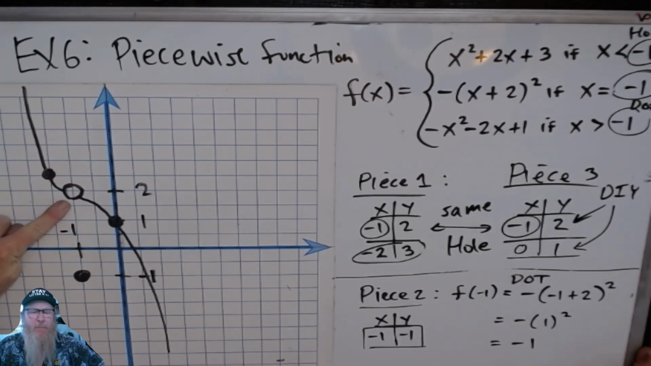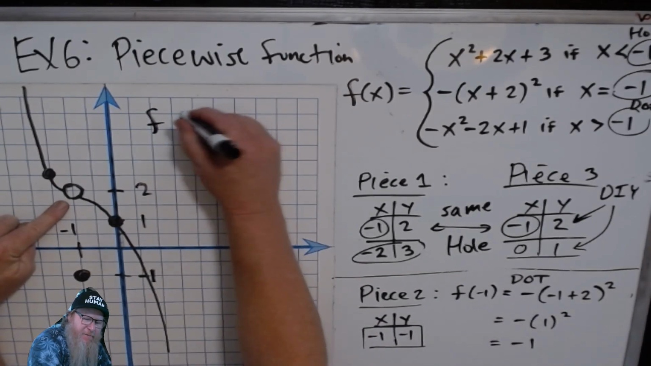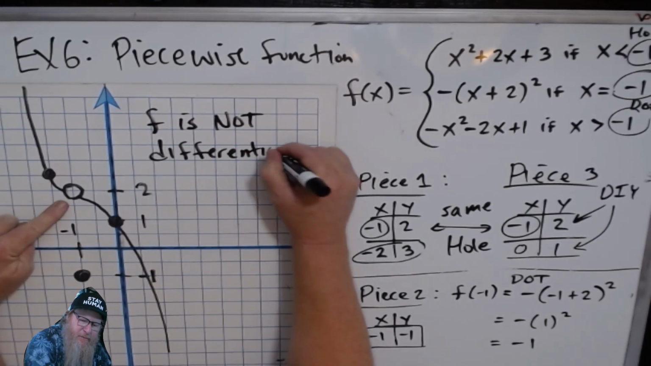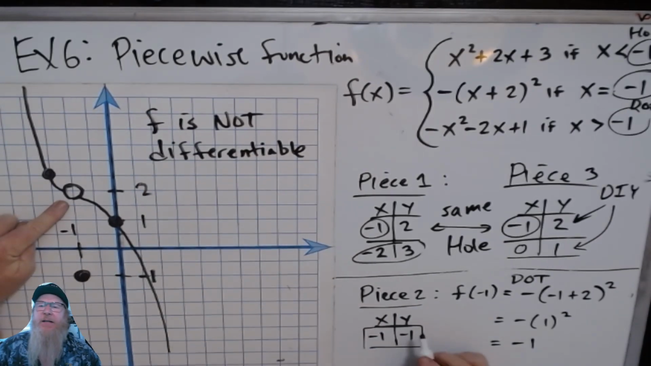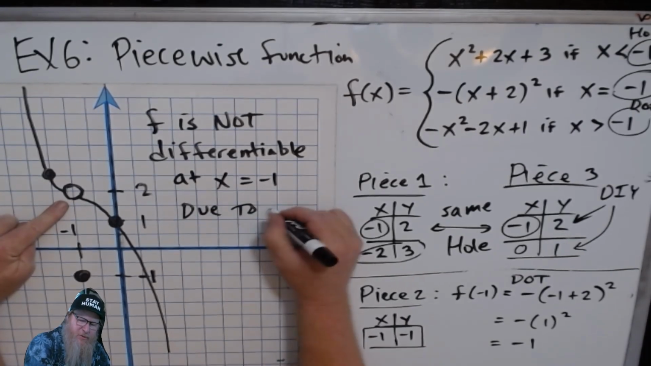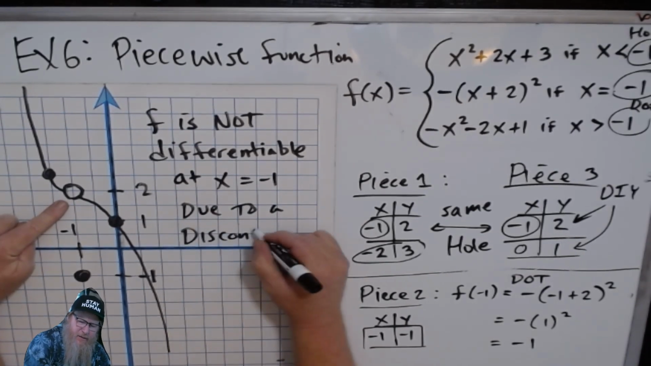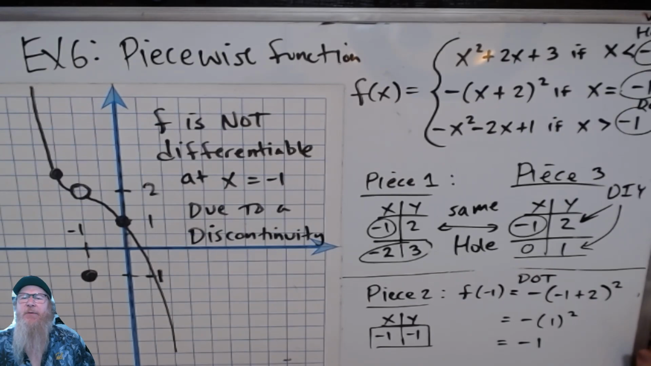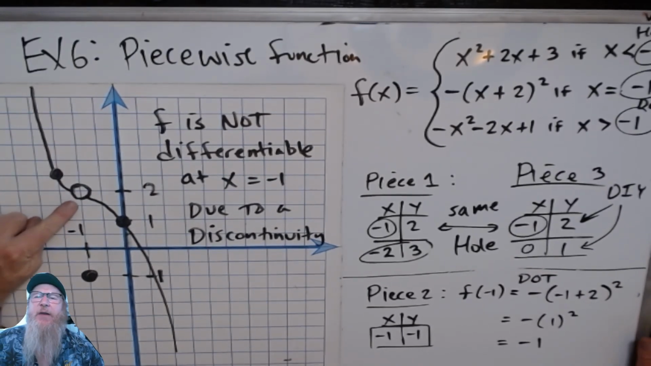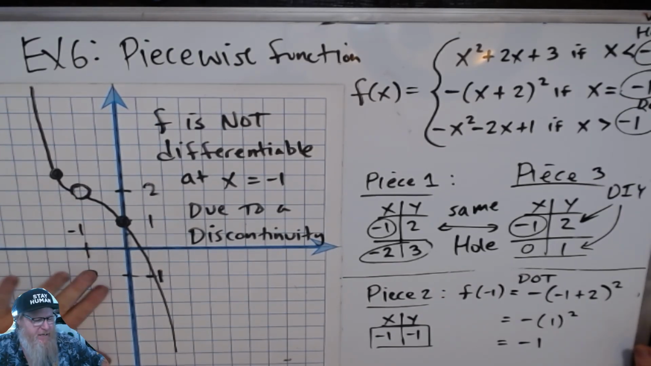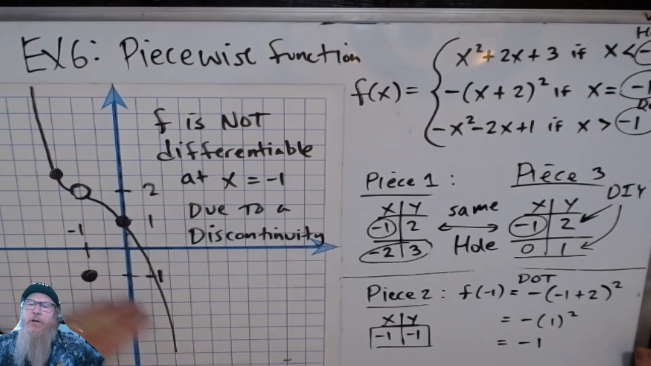It has a jump discontinuity. So f is not differentiable. Or you could say it fails to be differentiable at x equals -1 due to a discontinuity. Okay, and if I was to say what type of discontinuity, I would say this is a removable discontinuity. It is jumping from here to here, but it's removable, meaning that I could fix it. It's what we call repairable.